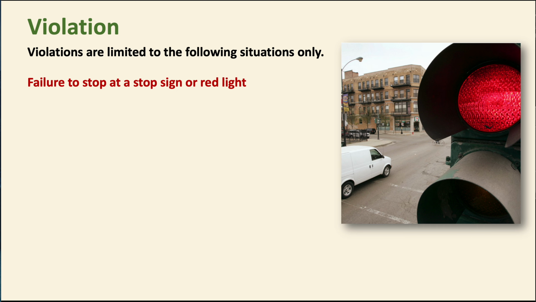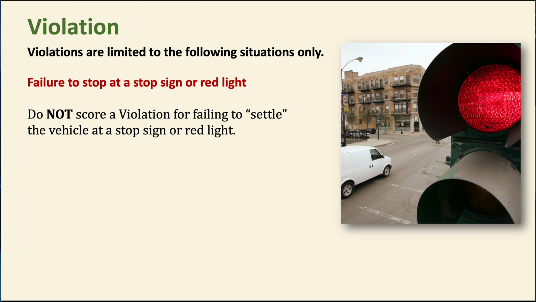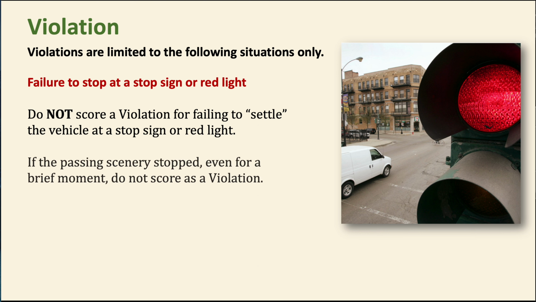Failing to stop at a stop sign or a red light. Remember, they got to make a complete stop. Now, this is new as of the 2021 update to our examiner manual. I say new, it's still 3 years old. Back in the 2012 and 2014 updates, this didn't include this. We were kind of expecting the car to settle. Now, the 2021 update says do not score a violation for failing to settle the vehicle at a stop sign or a red light. If the passing scenery stopped, even for a brief moment, do not score as a violation. DOL has softened what a complete stop is for the drive test.